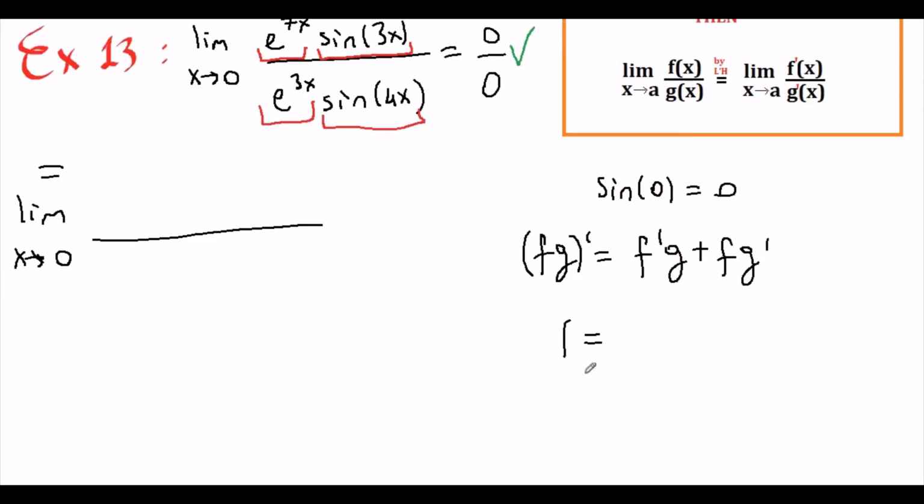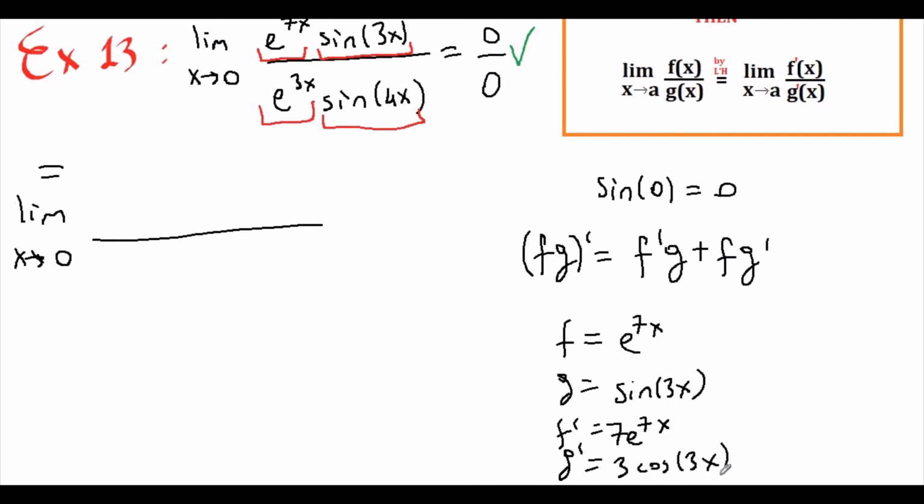So let's find our f, g, f prime and g prime. Our f is e to the 7x and our g is sine of 3x. F prime is the derivative of e to the 7x, which is 7 e to the 7x, and derivative of sine of 3x is 3 cosine of 3x. So we're going to write f prime times g. f prime is 7 e to the 7x, and g is sine of 3x. Plus, we have f, which is e to the 7x, times g prime, which is 3 cosine of 3x.